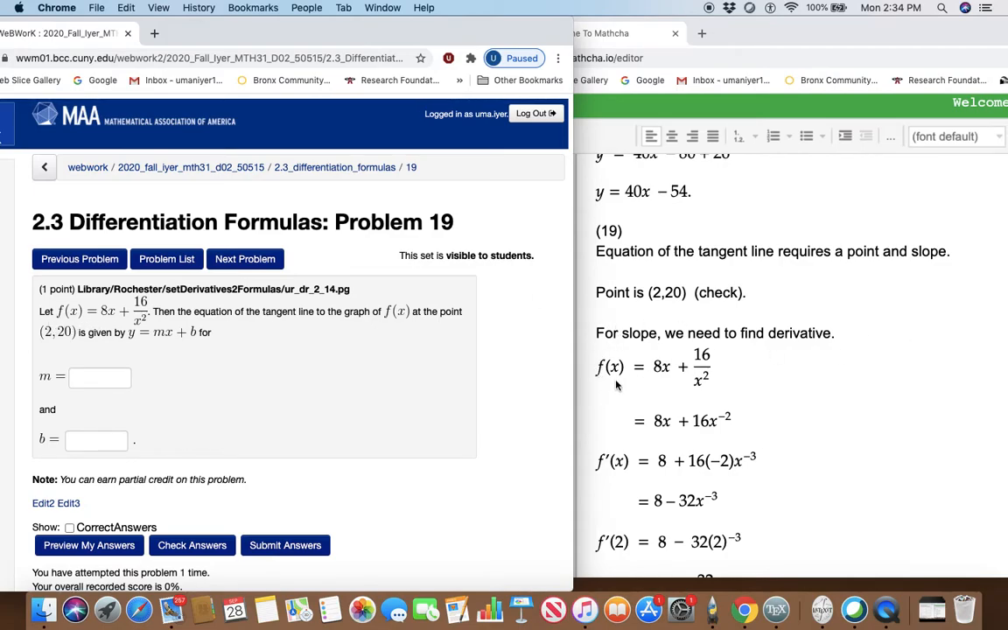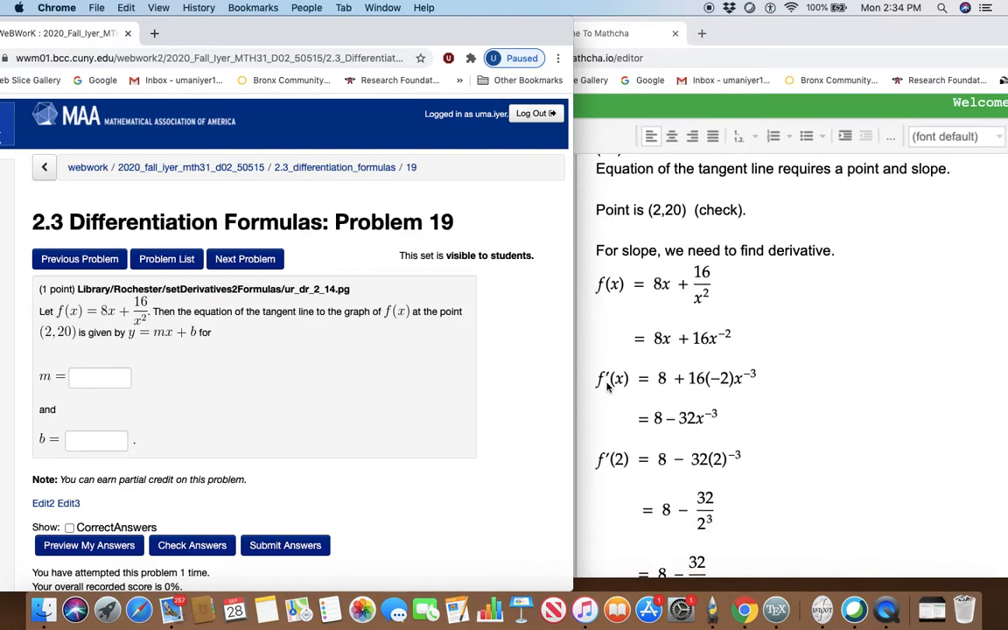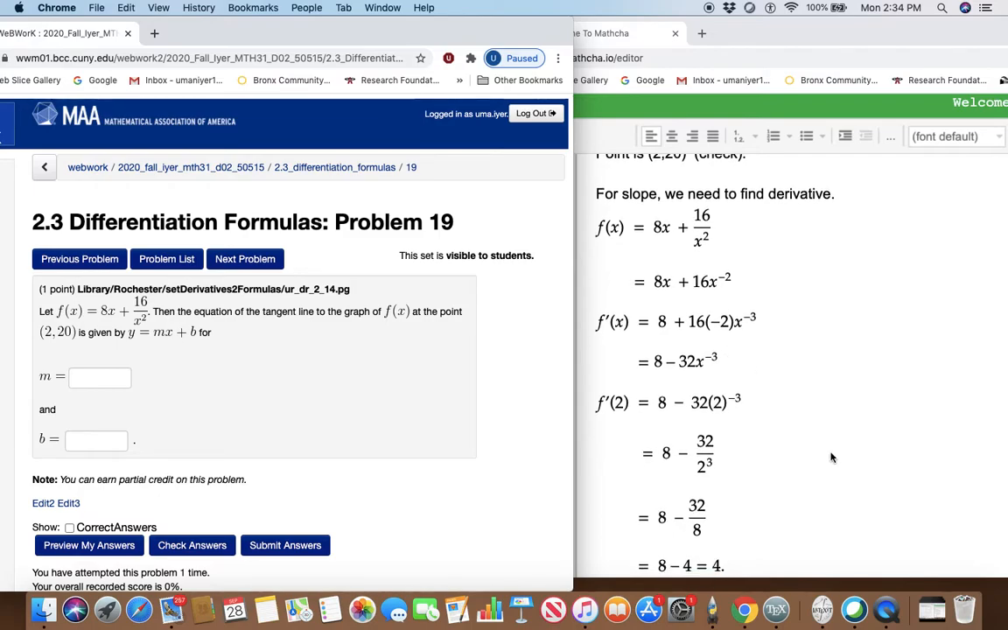f(x) is 8x plus 16 over x squared. So over x squared, I'll rewrite it as x to the power negative 2. The derivative of 8x is 8. 16 times negative 2, reduce the power by 1, so negative 2 minus 1 becomes negative 3. Simplifying, I get 8 minus 32 x to the power negative 3.